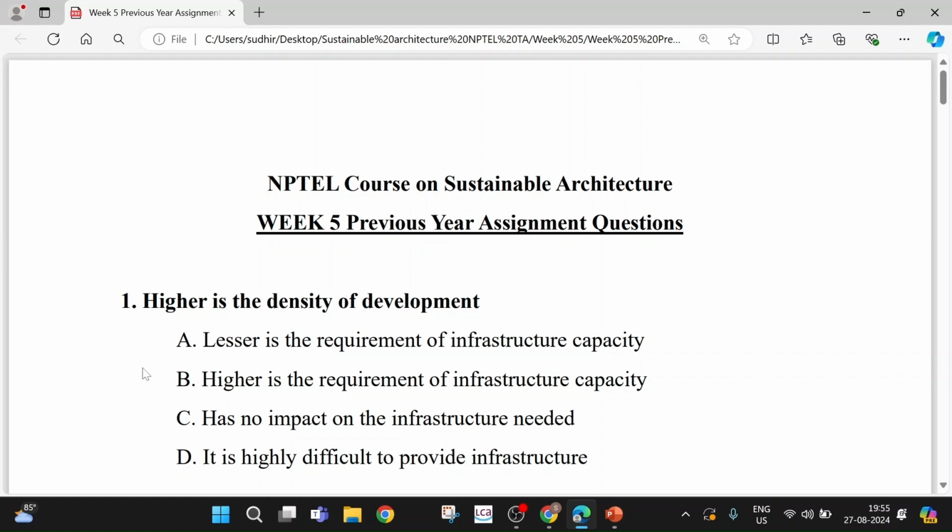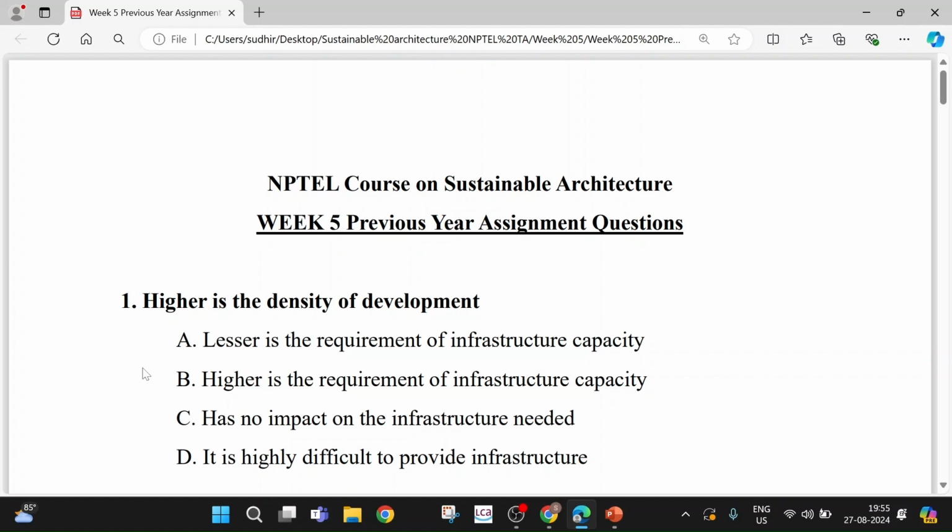Higher density development allows more efficient use of infrastructure, like roads or utilities, because services are concentrated over a smaller area. So this reduces the overall capacity needed per person, thus requiring less infrastructure capacity. All the people who have given option A, Surajji, Payal, Hema, are absolutely right. Is it fine? Can we move to the next question?